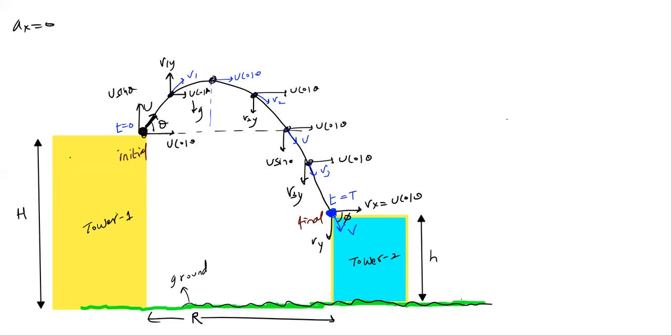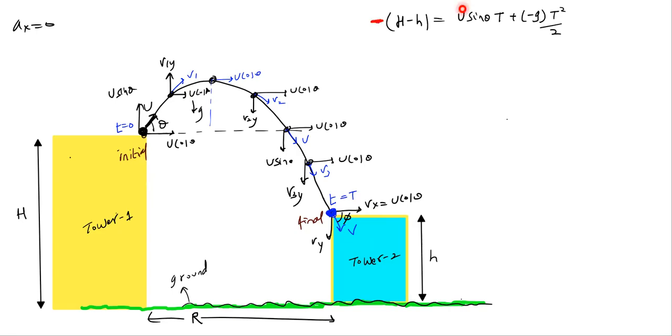Let's write the equation. First, time of flight. We have to calculate what time it will take to move in a parabolic path from one tower to the other tower. When it moves from here to here, what is the vertical displacement? It is capital H minus small h, measured downward. So there should be minus (H minus h) equal to u sin theta t minus g t square by 2.